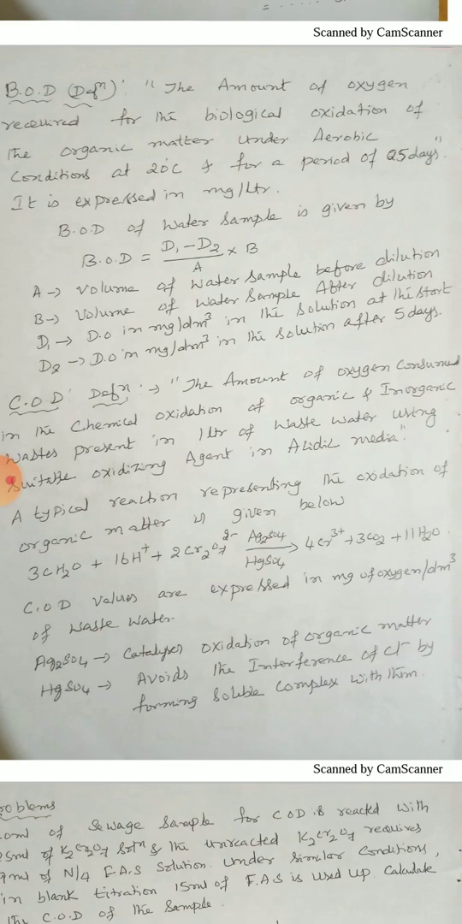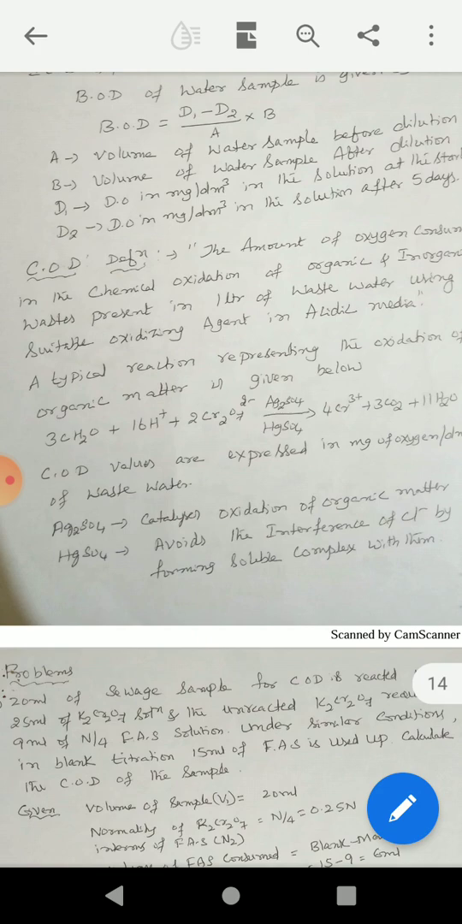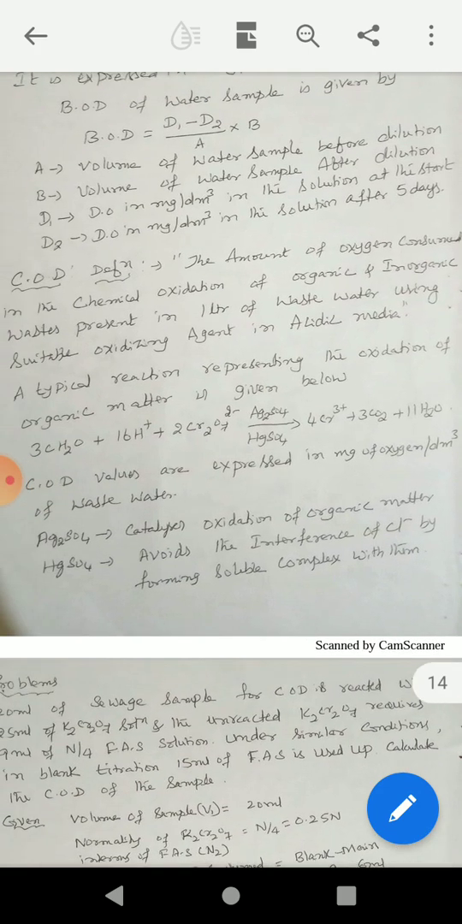As per the VTU syllabus, we have only BOD, but we don't have the determination of BOD. The next is COD, the chemical oxygen demand. The chemical oxygen demand can be defined as the amount of oxygen required to oxidize both the organic as well as the inorganic matters present in 1 liter of wastewater sample by using a suitable oxidizing agent in acidic media.